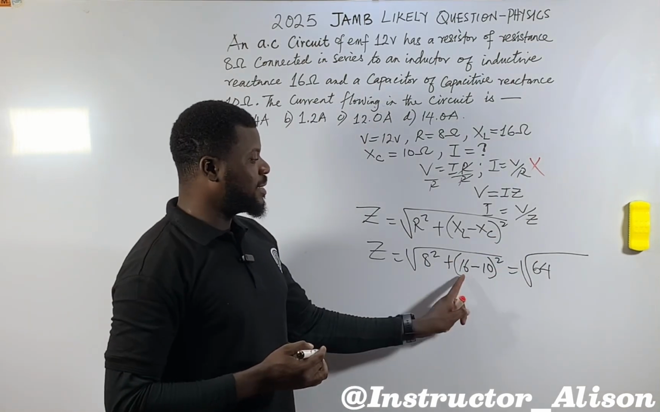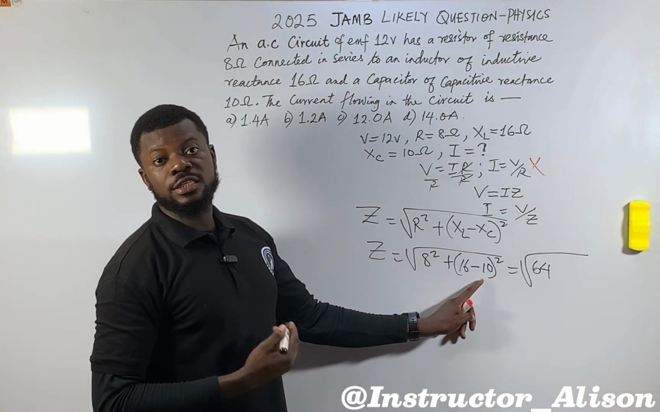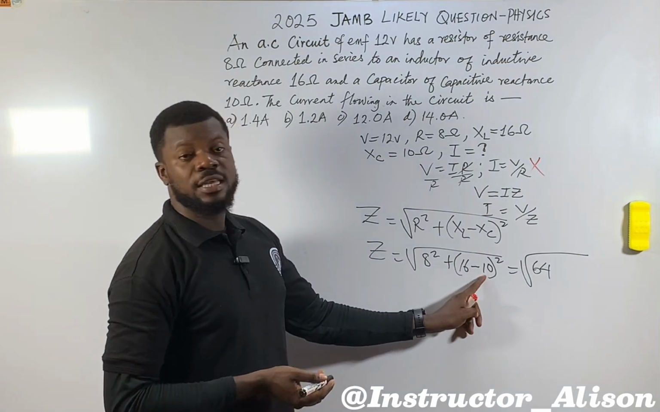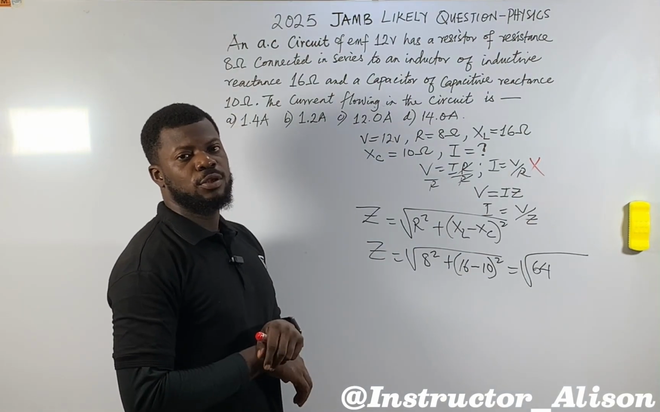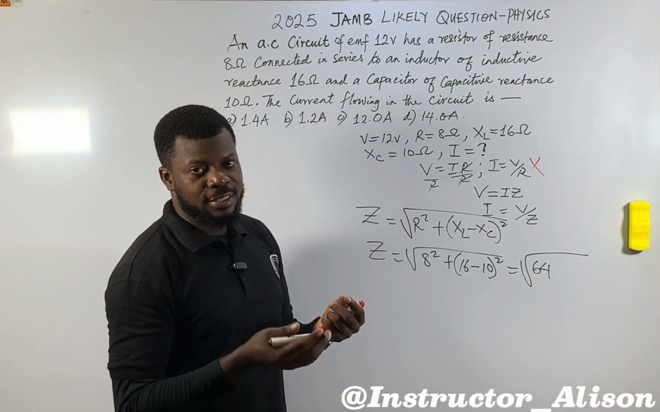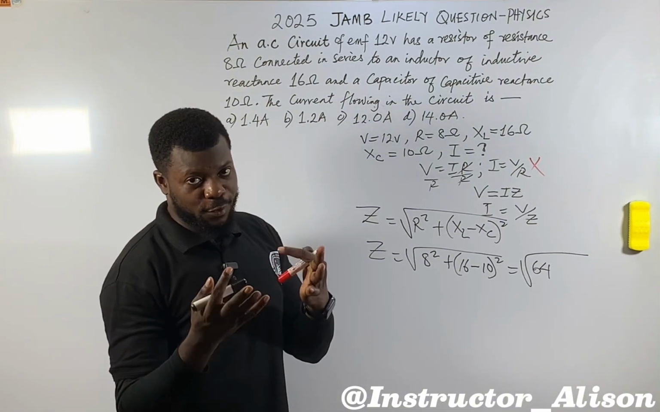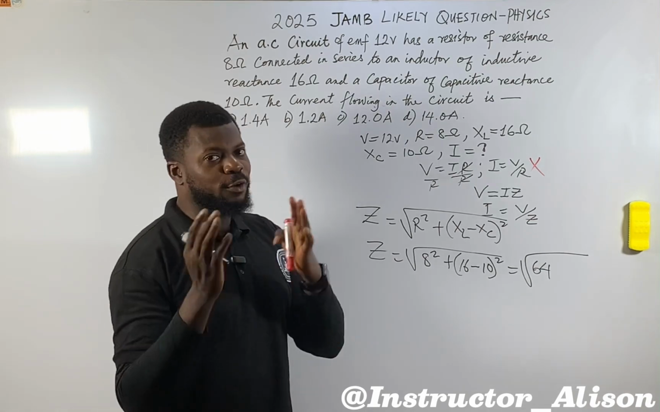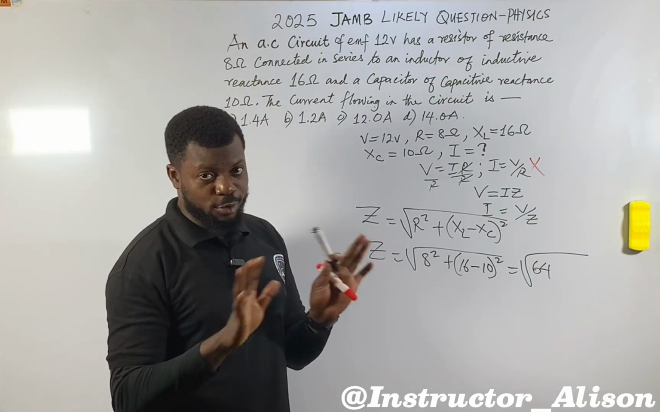Then this one now: 16 minus 10. Only 6 will give you 16 minus 10, 6. Then what of the square right there on top? You can say 6 square, that is 6 times 6, maybe 36. If you follow me, talk to me now. If you follow up, everything should be simple, no rush.